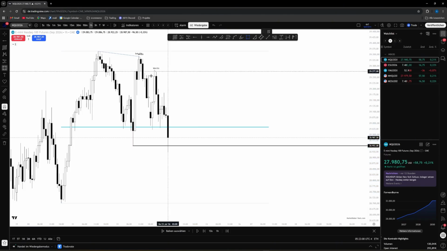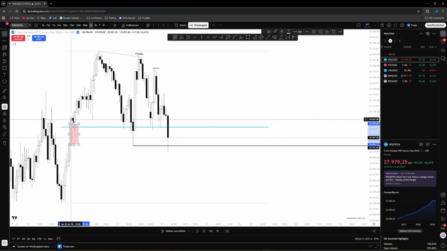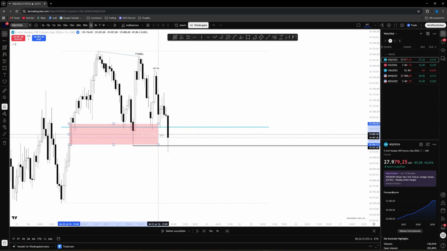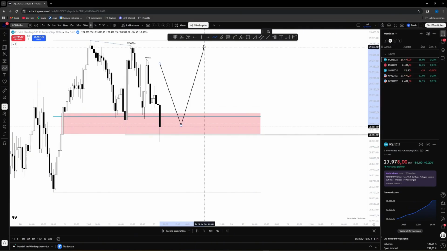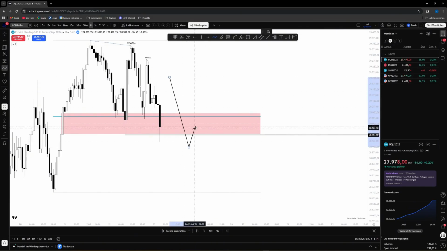Here's a little tip from me for the discount area. If you mark the 50% level and the PD array, it can help you determine your bias. If you are still above it, you are long. If you break below it and close below, you can look for shorts. It's a strong PD array. In any case, we haven't closed below it here.